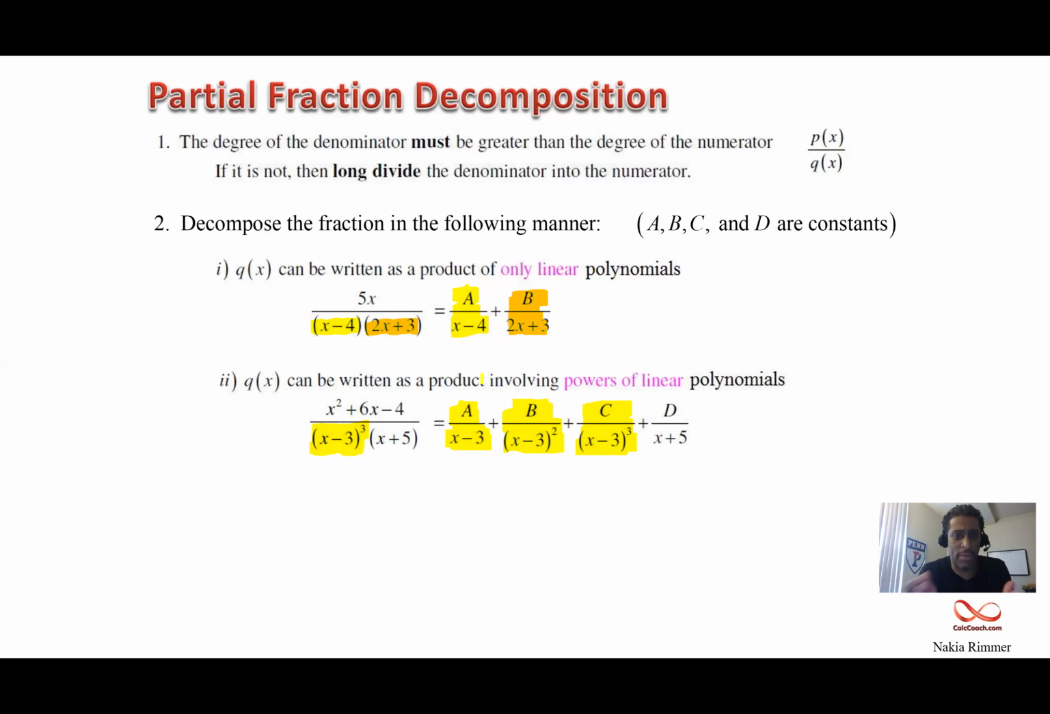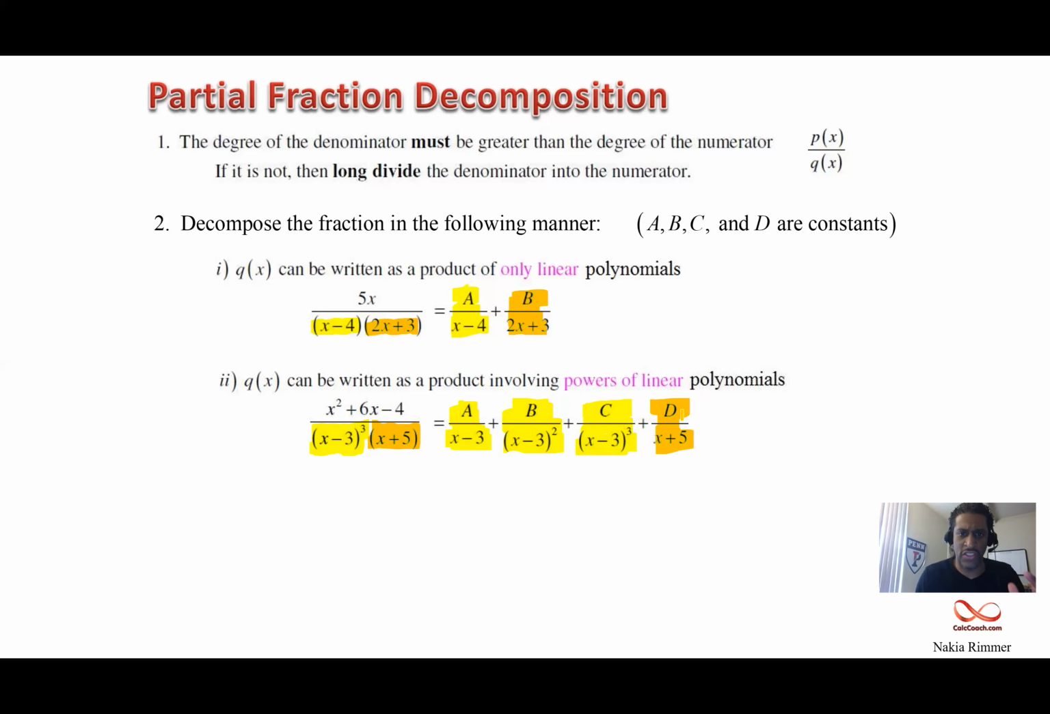This one part of the denominator gives us 3 separate fractions. It's possible that one of them might be 0, but the point is that we decompose the one fraction for every power. And the numerators, they're just constants, okay? This other guy here is just the other linear factor. So we have a linear factor here, x plus 5, it gets its own d over x plus 5. Okay, the order doesn't matter, you can rearrange them, okay?